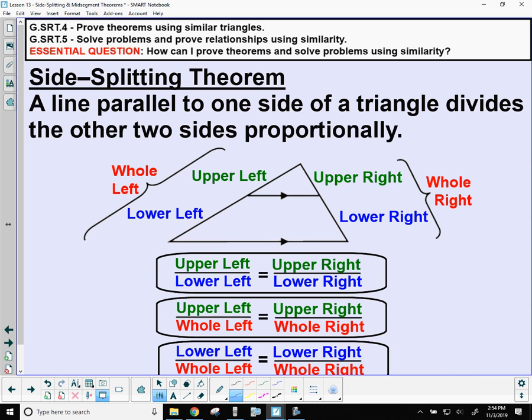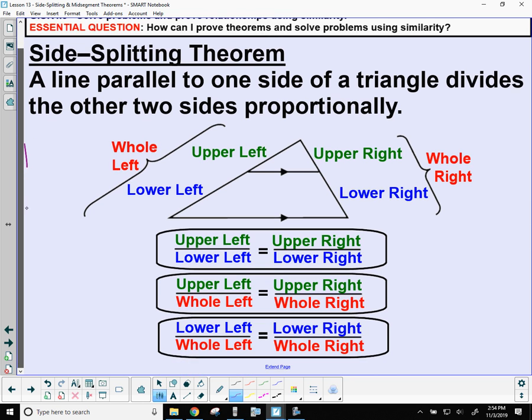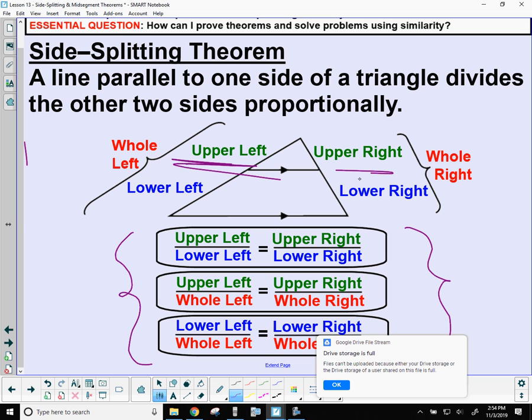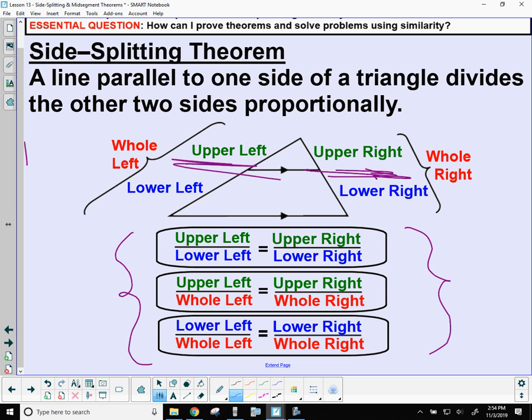This leads us into our side-splitting theorem. A line parallel to one side of the triangle divides the other 2 sides proportionally. And again, literally a handful of ways you can write this when it comes to solving for side lengths. Okay, upper left, upper right, lower right, etc. I like to tell students they're practically set up as a fraction sometimes. If you were to just put huge little fraction lines here, but you'll see that in an example.